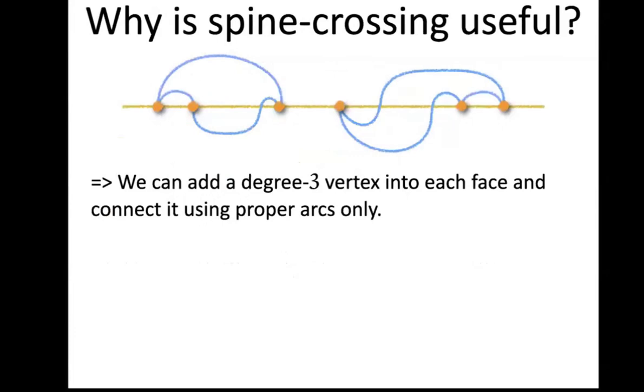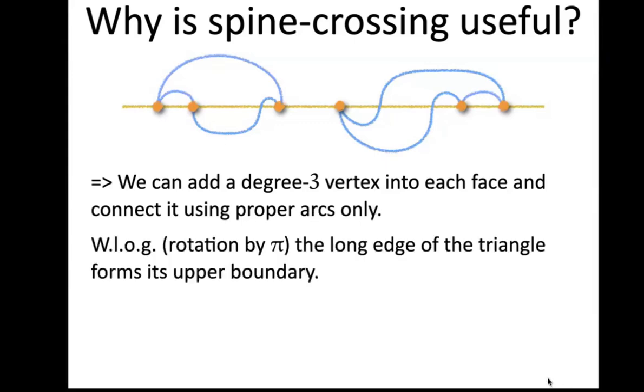Why is it useful? Well, if a triangle crosses the spine, and we only use mountains, pockets, and up-down biarcs, then we can insert a degree 3 vertex into any such triangle without needing any biarc to connect it. So to see this, well, we can actually, without loss of generality, assume, so how does a triangle look like? It has these 3 vertices, right? The 2 extreme ones, the leftmost and the rightmost one, let's call the edge between those the long edge. And we can assume that this edge is the upper boundary of the triangle.